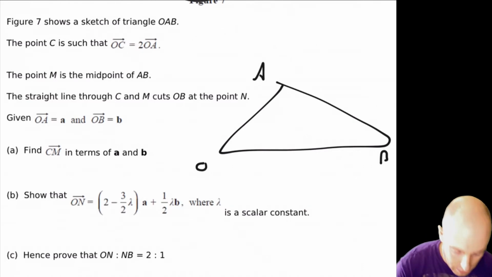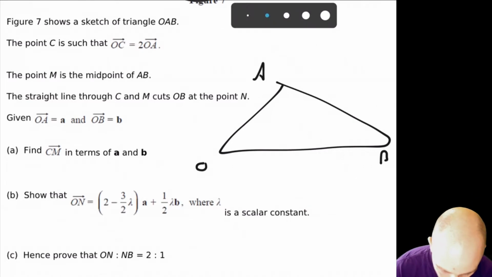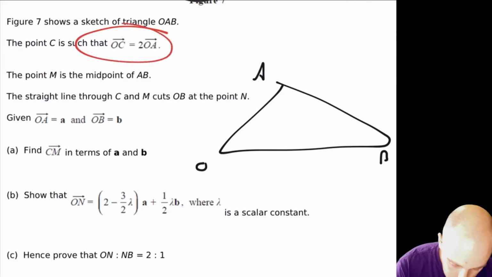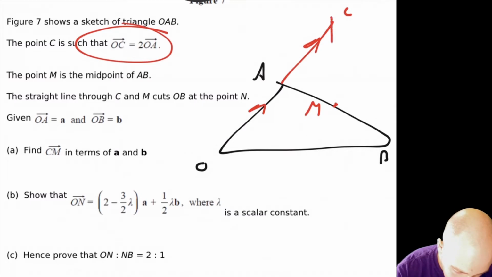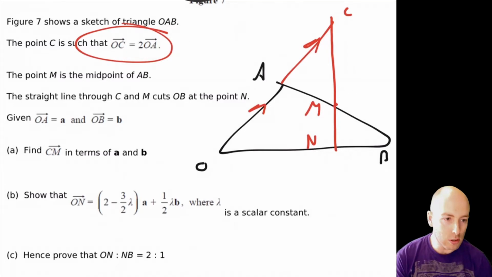Okay. Right. Key to this one is the sketch. So OA equals A. OC is 2 lots of OA. So C must be up here. If it's 2 lots of OA, it must be A and then A again. M is the midpoint, so M is there. The line through C and M cuts OB at point N. So there's a point there as well. So that's what your sketch should look like.